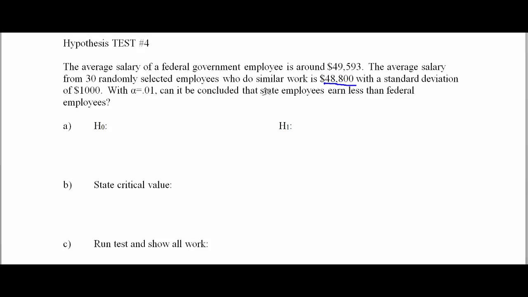All right, so what we have here is the null hypothesis, and the null hypothesis is going to say no, the average is the same, $49,593. But the alternative hypothesis is going to be that these state employees earn less than $49,593. So the critical value is, since we're dealing with exactly 30 people, we're going to deal with the z-chart. So our alpha is 0.01, and this is a left tail test.